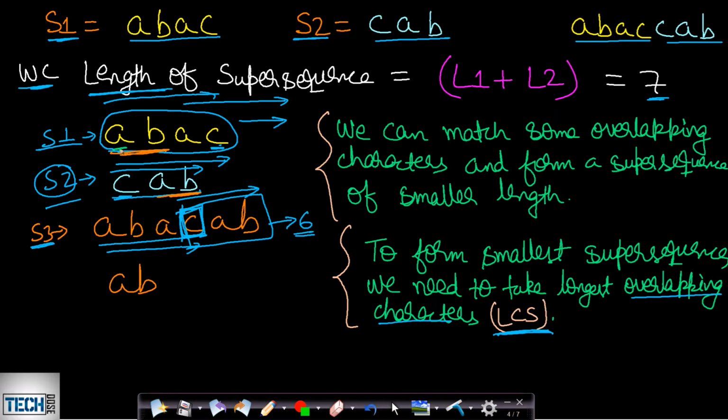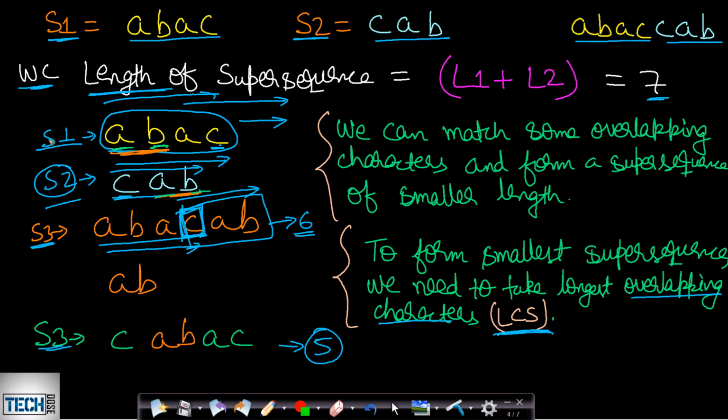So we will be including this A and this B only once. So your new string S3 will be C, and then you can write AB, and again you can write AC. Okay, so this string S3 is of length 5 now, and this is the shortest supersequence.